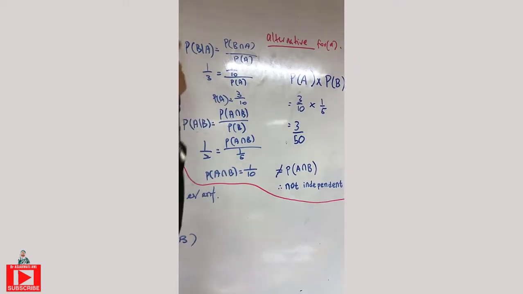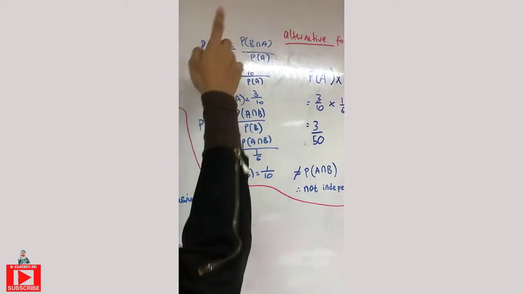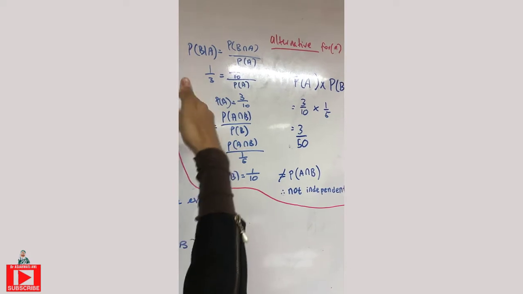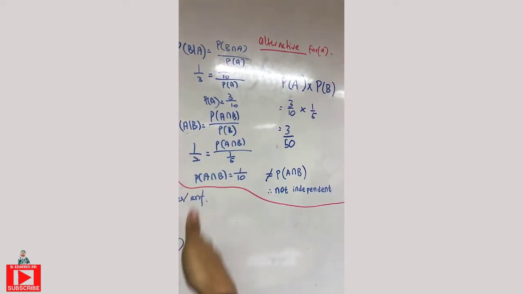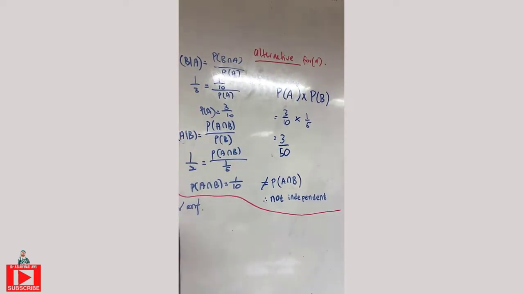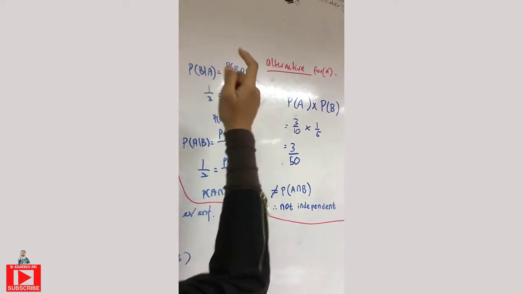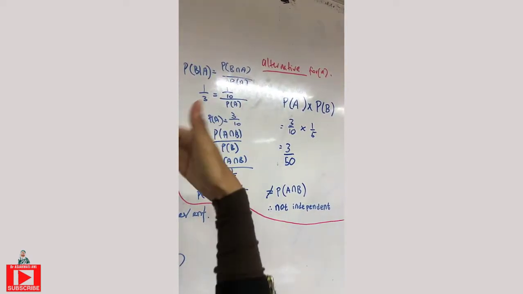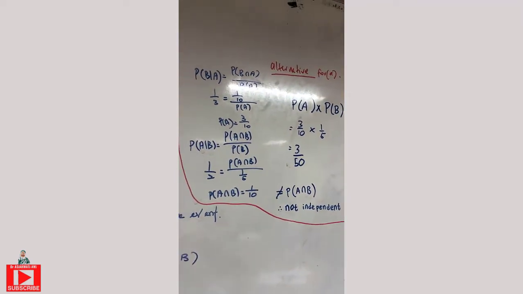To find P(A), use this formula: probability B given A is equal to probability B intersect A over probability A. We have probability B given A as 1/3, so just substitute. Probability B intersect A is 1/10, and then we can find probability A. Okay, so that's all for question A.